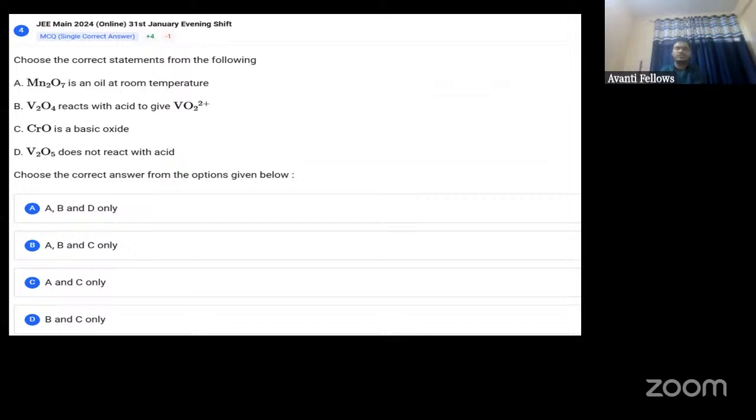देखो मैं एक्सप्लेन करता हूँ. Mn2O7 is an oil at room temperature. This is very much correct. तो liquid होता है. V2O4 reacts with an acid to give VO2+. No, it reacts with acid to give VO2+ only. VO2+. तो ये तो wrong है.